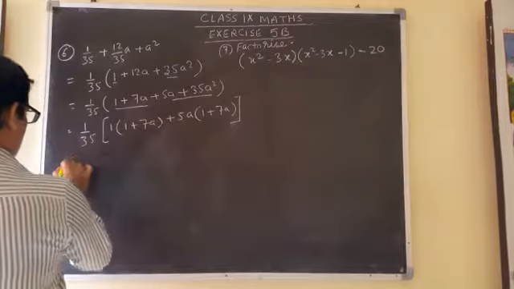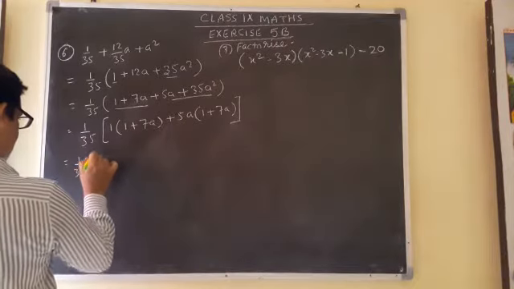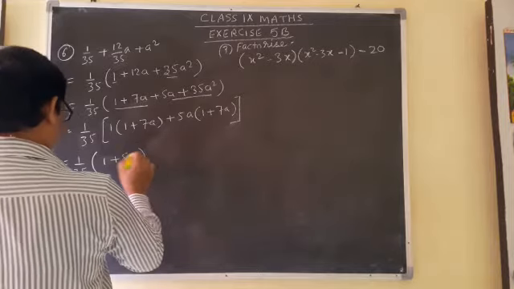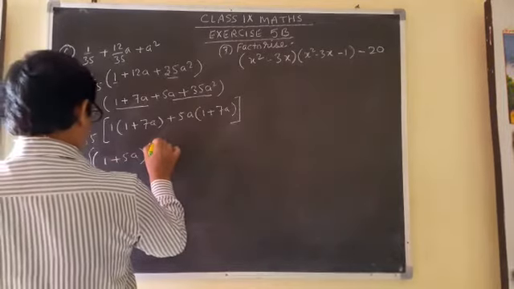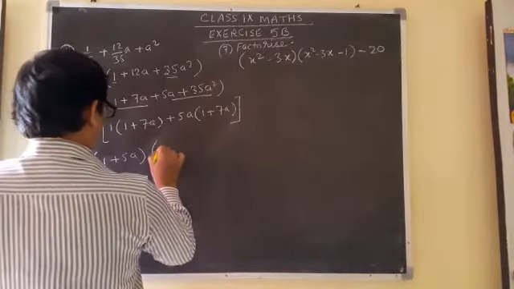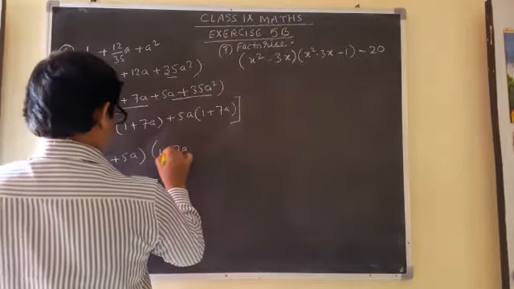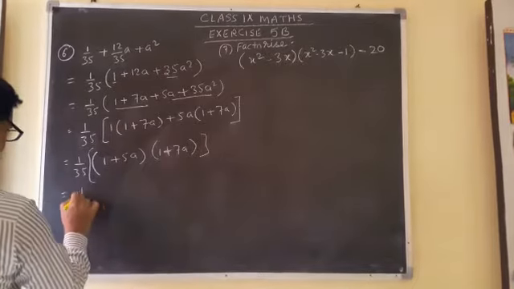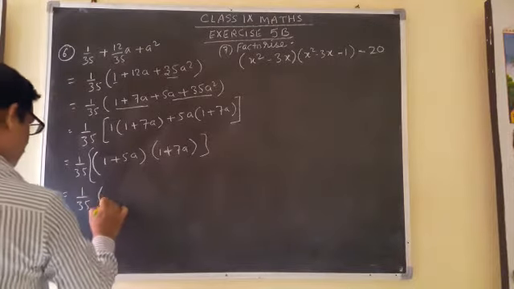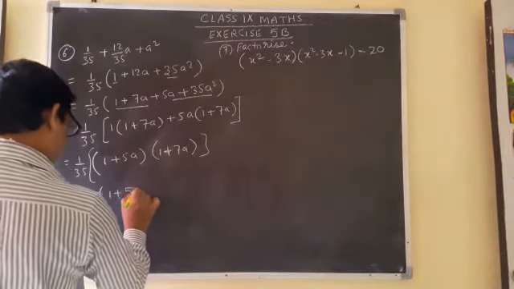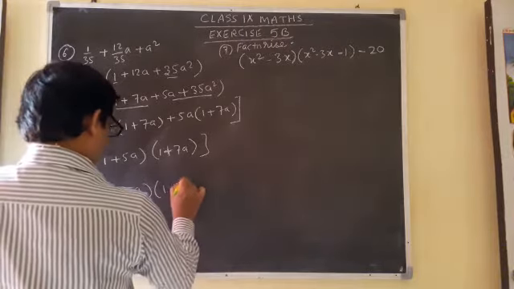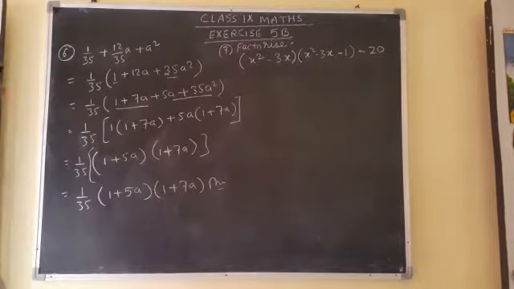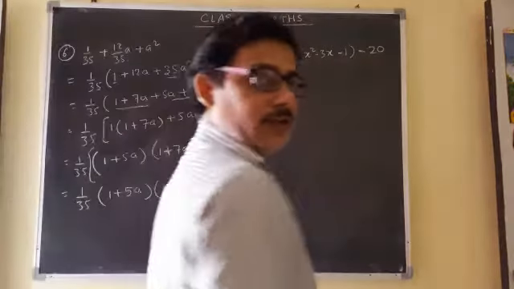Now 1 by 35, 1 plus 5a and 1 plus 7a, or we can write 1 by 35, 1 plus 5a, 1 plus 7a. This is our answer of this question. Now we will see the next question.